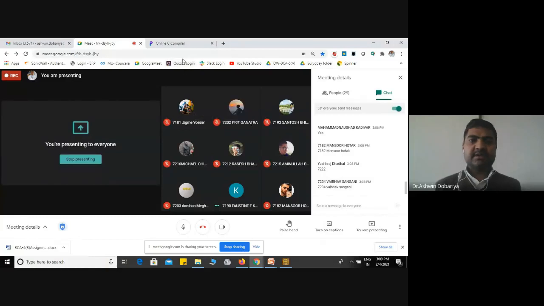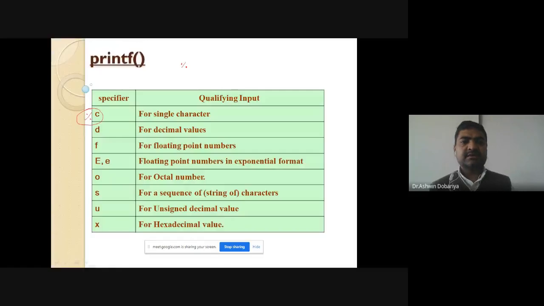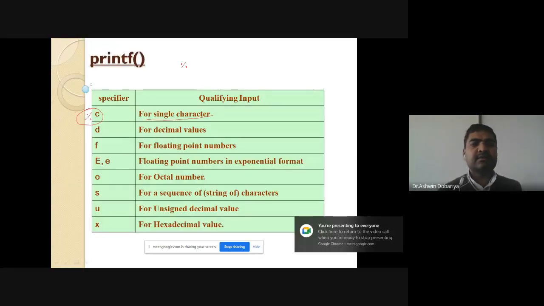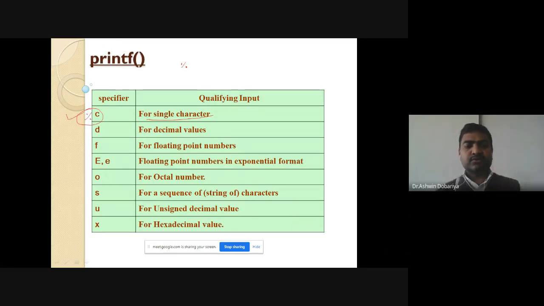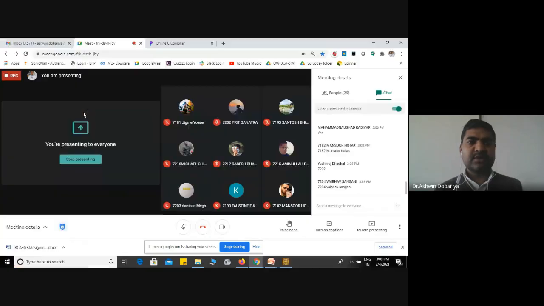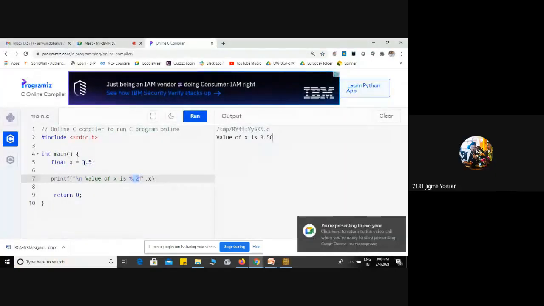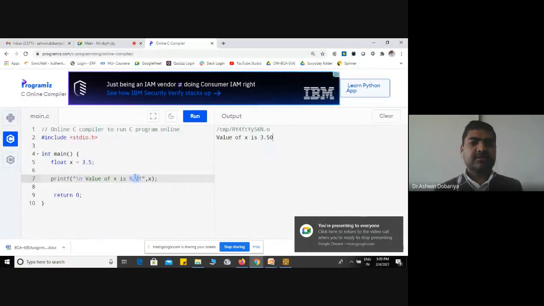Yeah, percentage c. So to display a single character variable, we use percentage c. I think no need to give a demo of this. All of you are aware of this, right? Percentage c is used to display characters. All of you are aware of that? Yes, sir. Right? Here we can use percentage c. This is just a revision.